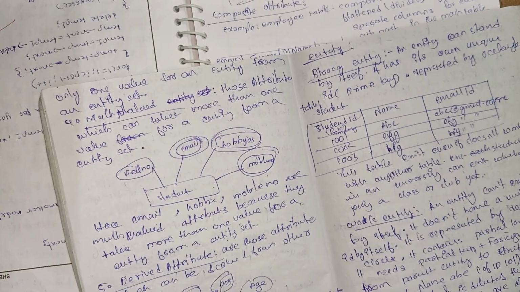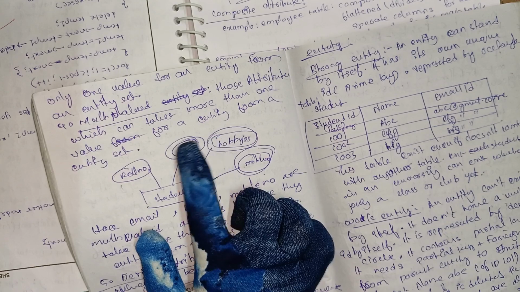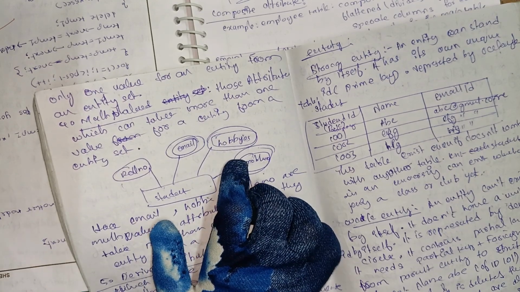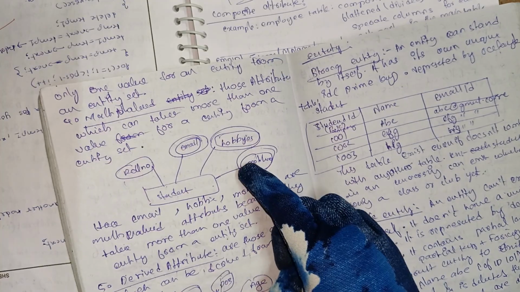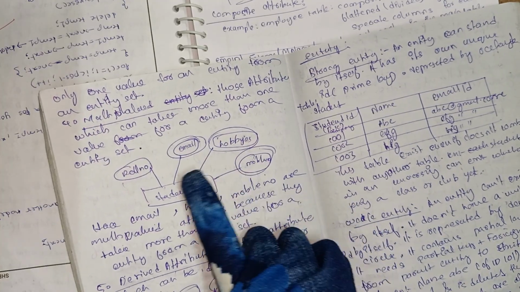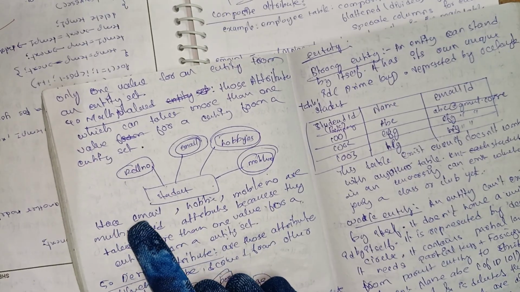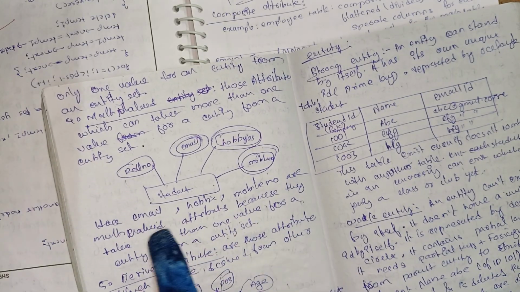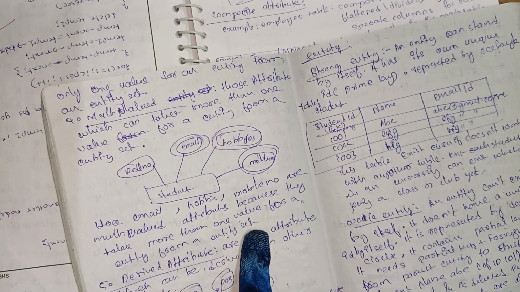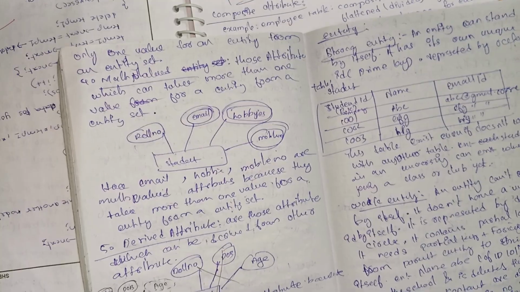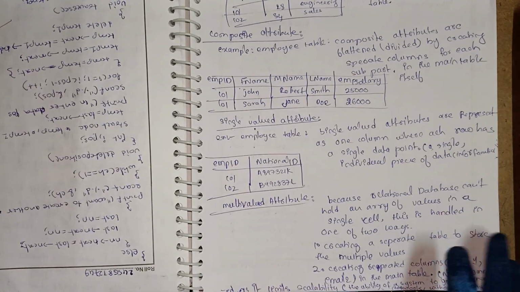Means these attributes have multiple values for this particular entity, which is student. And here email, hobbies, mobile number are multi-valued attributes because they take more than one value for an entity from an entity set. And then in the relational model, how is it represented?